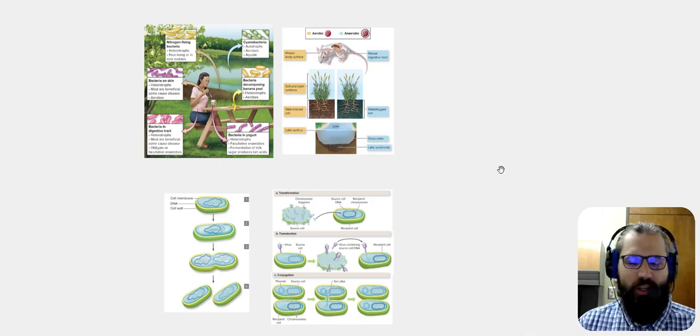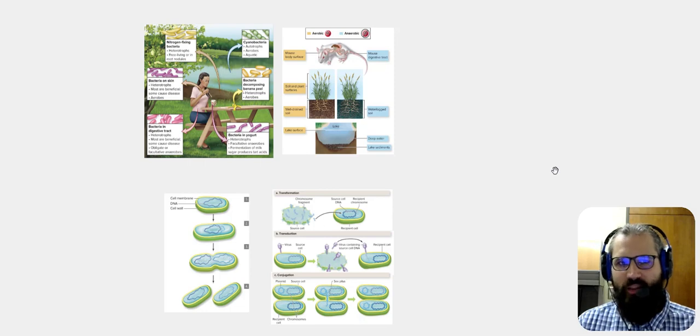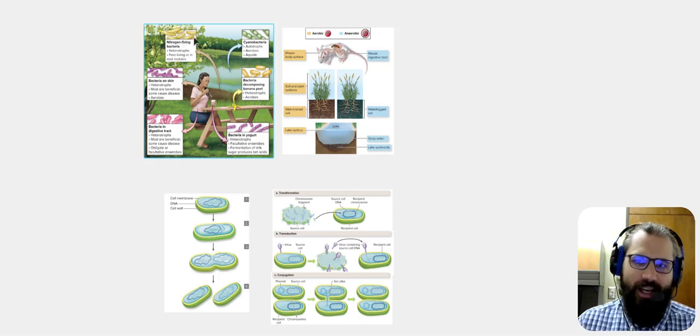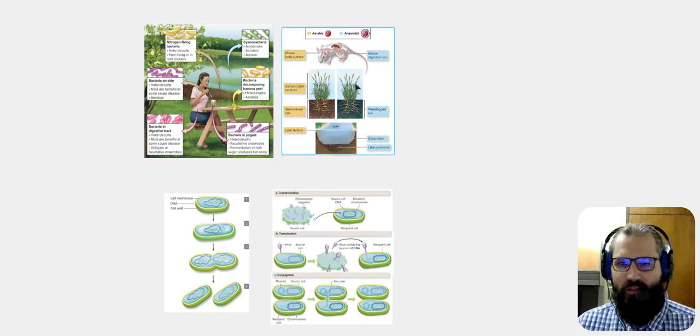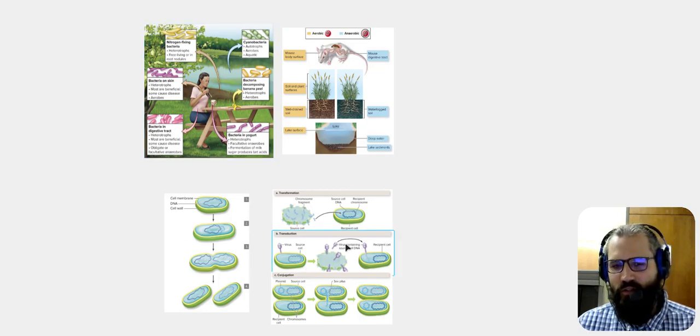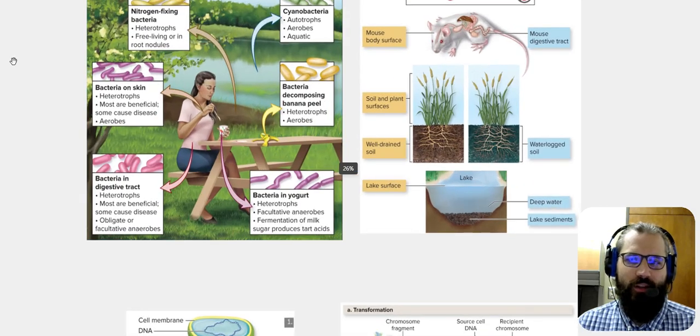Hey, I'm back for the bacteria, and this one's going to be a little bit shorter, but there are two main points that need to be understood about bacteria to finish the chapter on bacteria and archaea: how we classify them basically on the tree, and also how they do gene or DNA transfer. So let's talk about the classification first.